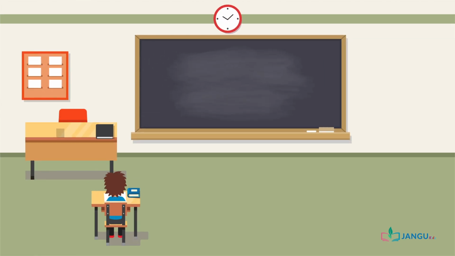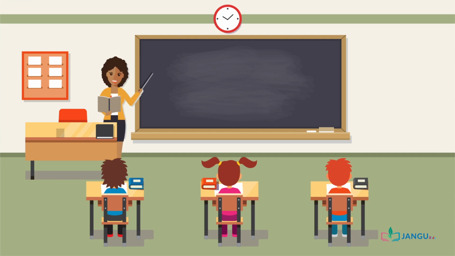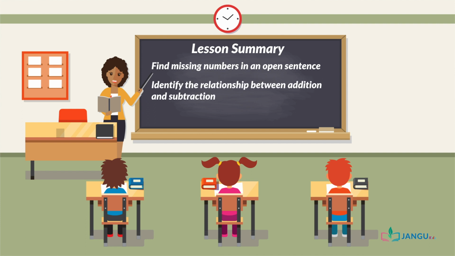We have now come to the end of this lesson. Today we have learned how to find missing numbers in an open sentence, identify the relationship between addition and subtraction, and solve related quantitative aptitude problems.